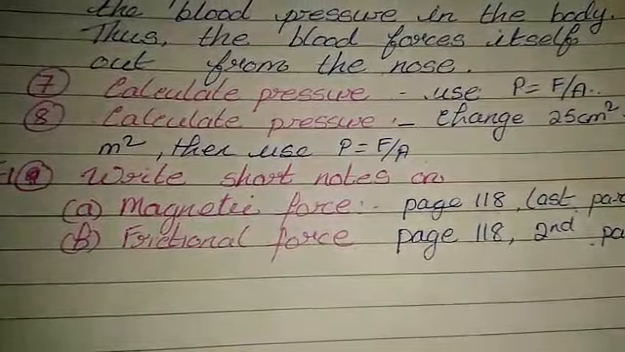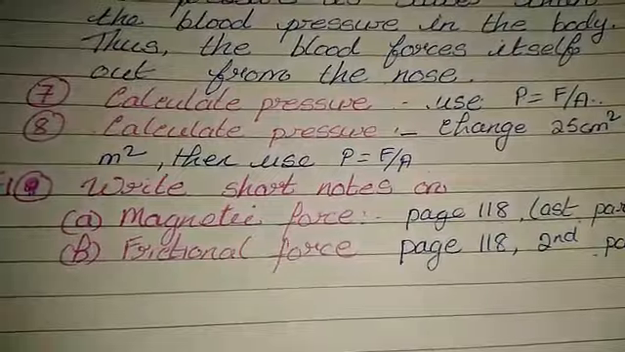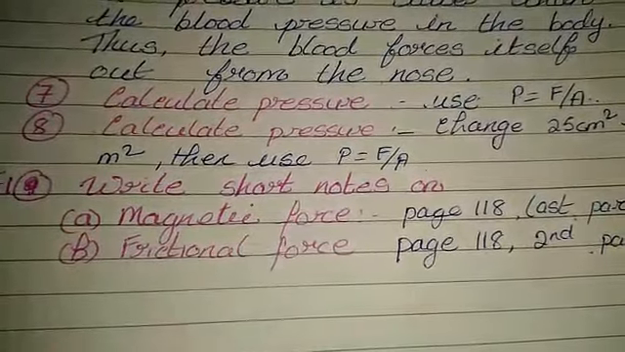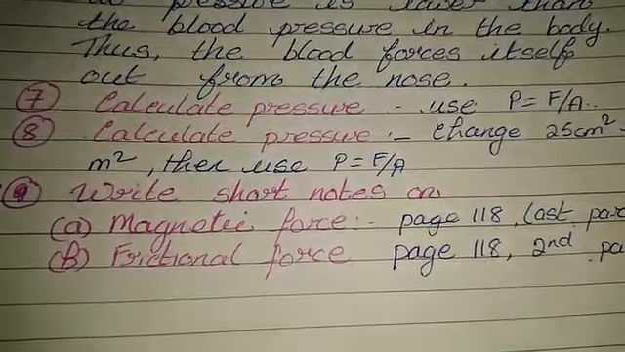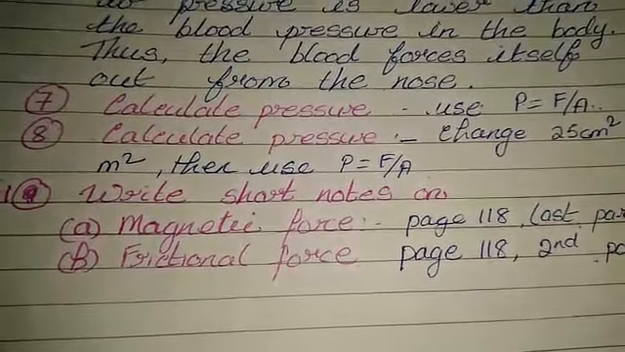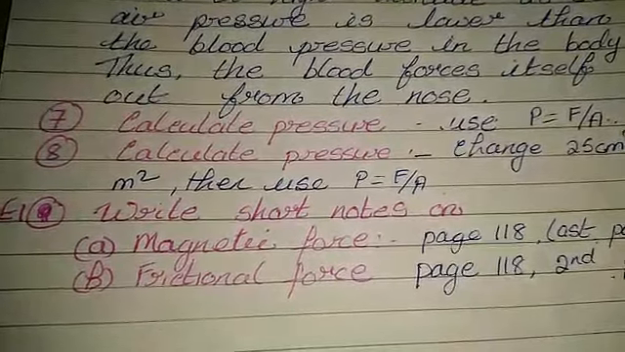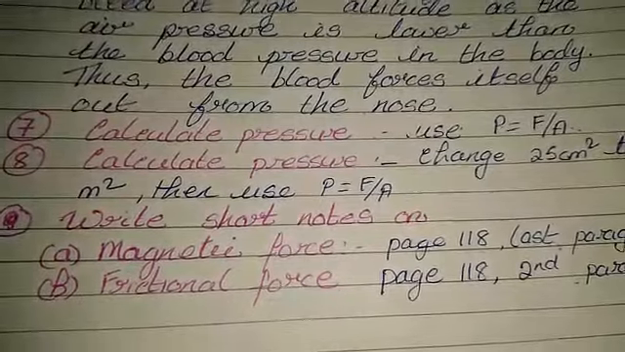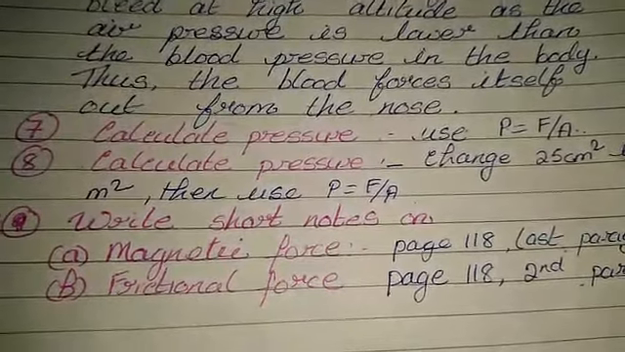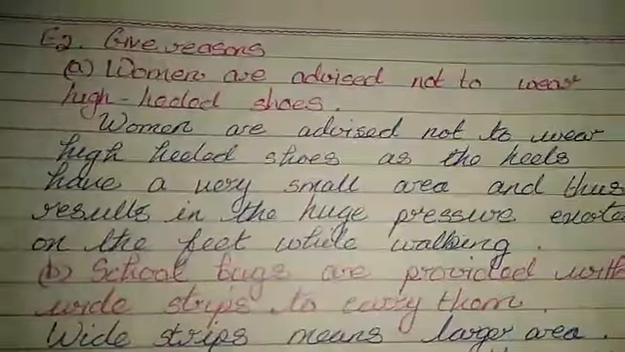Now in question 7 and 8, you have to do calculations. You have to calculate pressure. You will use the formula P is equal to F by A. And in the 8th question, you'll have to change 25 centimeters square into meter square and then use the formula. Then E1, write short notes on magnetic force. It is on page 118, the last paragraph. And frictional force is also on page 118, the second paragraph.